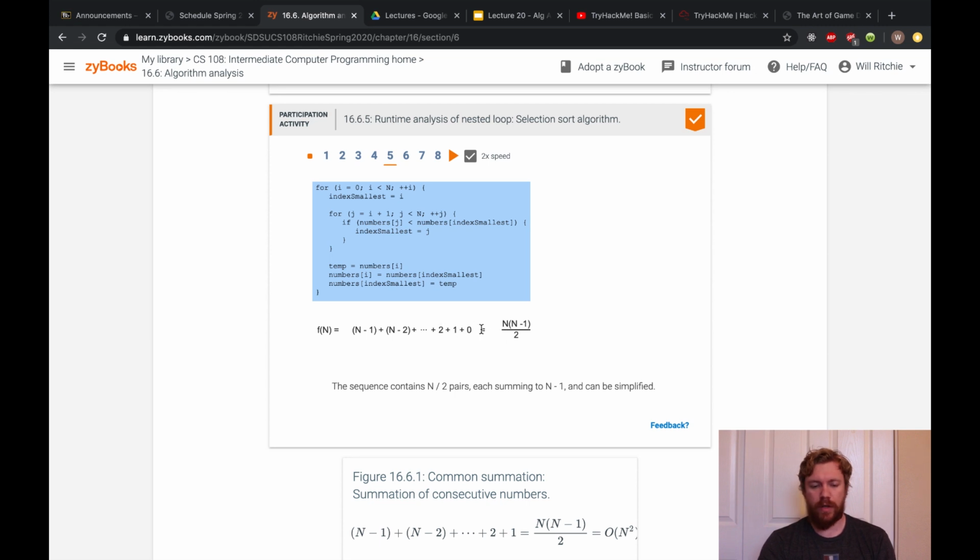And so here we have it. You'll see n minus 1 plus n minus 2 plus n minus 3, and so forth, until eventually you get plus 2 plus 1 plus 0. This is mathematically a summation series, and we can convert it into n times n minus 1 over 2. This is the function representing the selection sort algorithm.